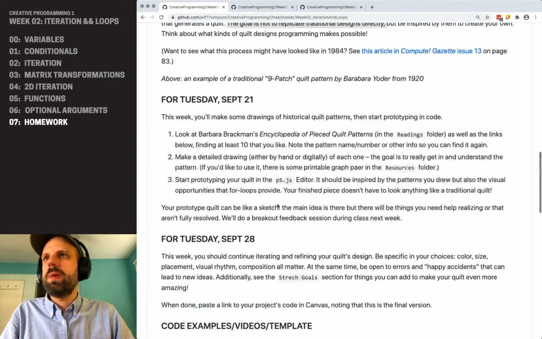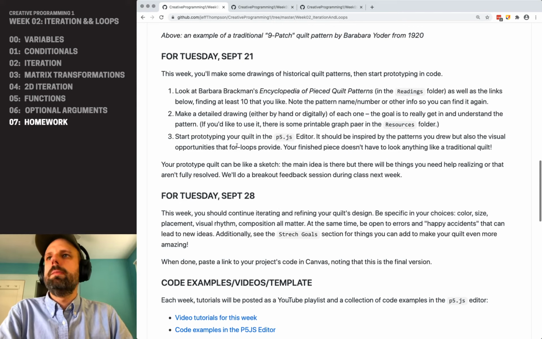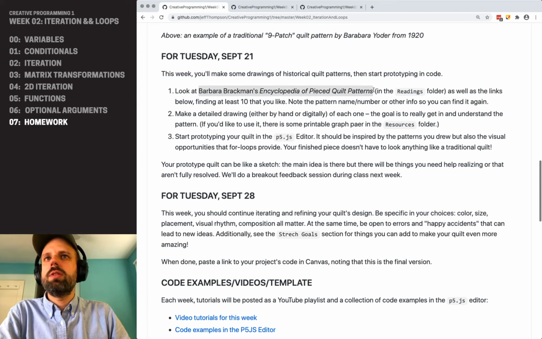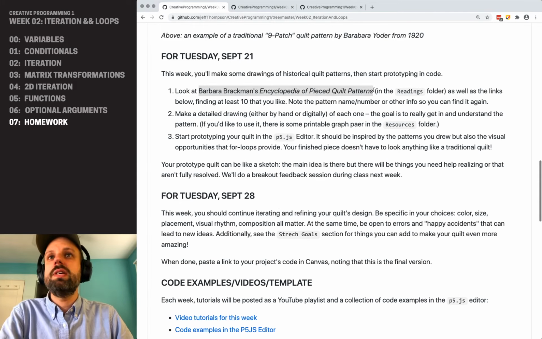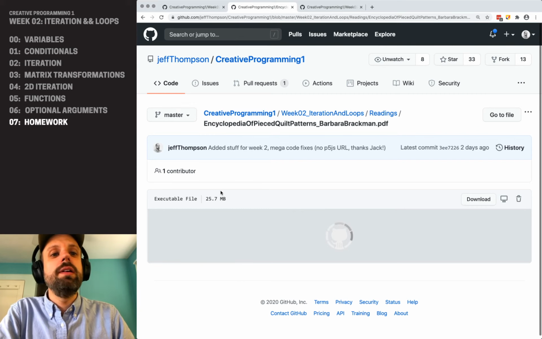For the first week, I'm asking you to start by doing some research. In particular, I'd like you to start with this book called Encyclopedia of Pieced Quilt Patterns by Barbara Brackman. It's in the readings folder as a PDF. And this book is a masterpiece.